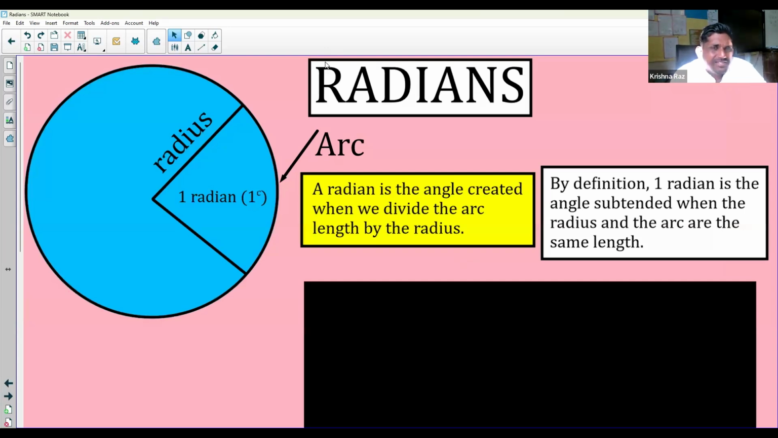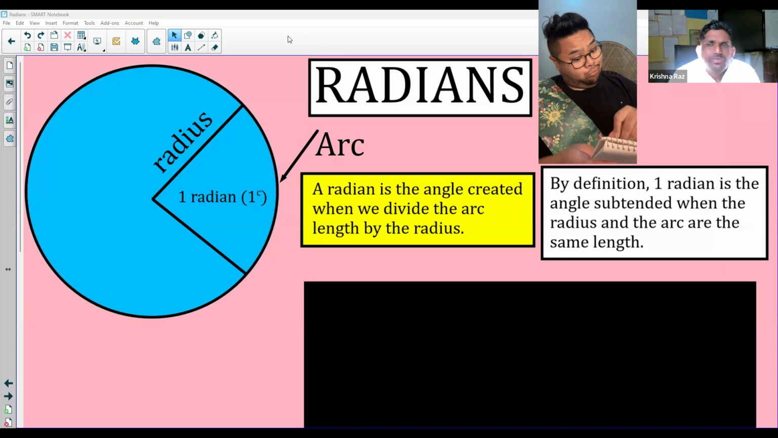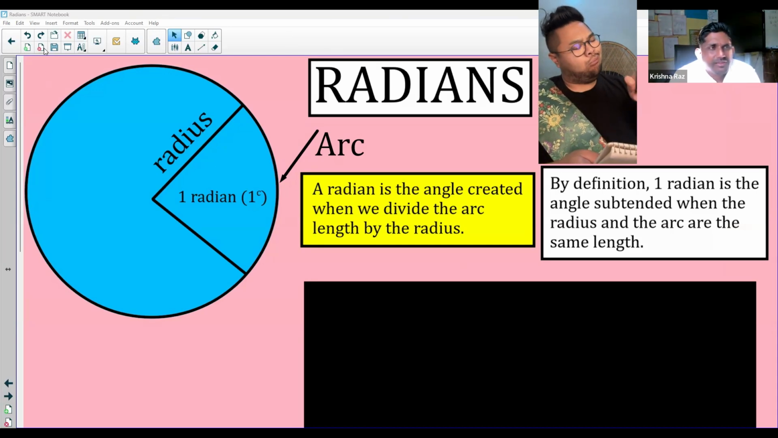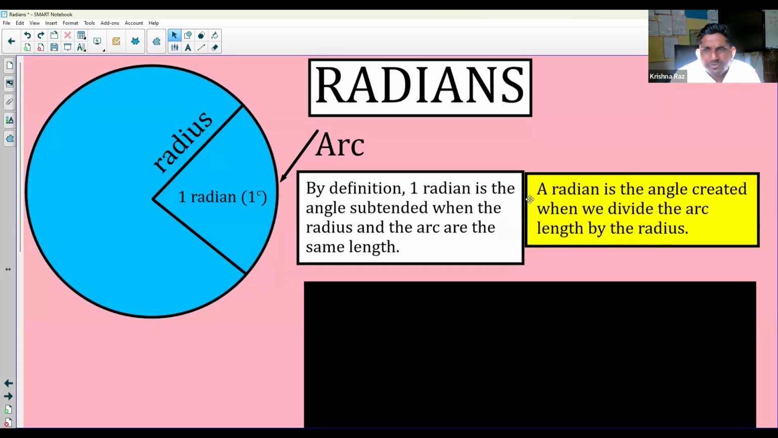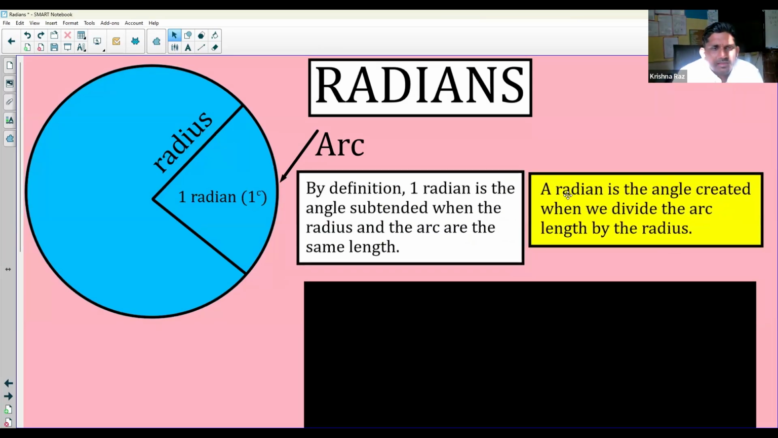So, radians, let's define what a radian is first. A radian is the angle created when we divide the arc length by the radius. By definition, one radian is the angle subtended when the radius and the arc are the same length. So if this length here happens to be equal to the radius, then this angle created is called 1 radian.